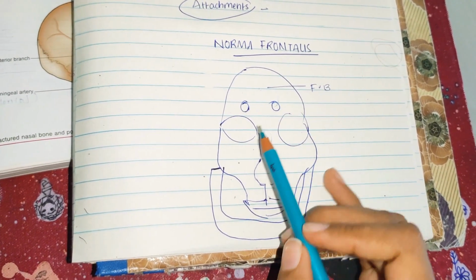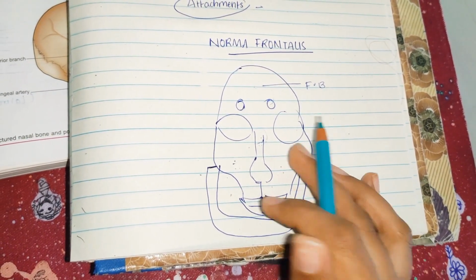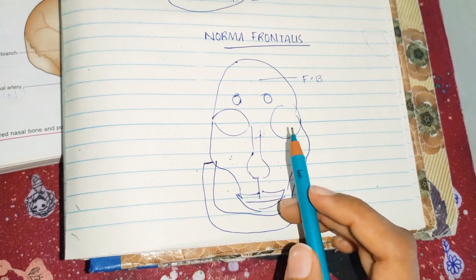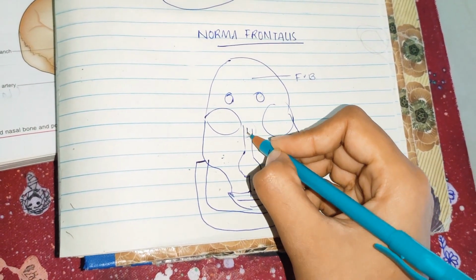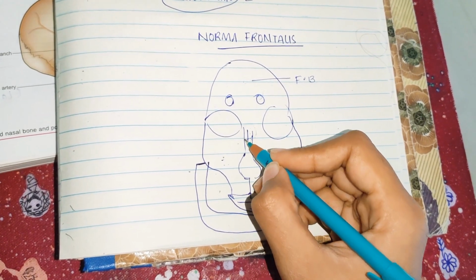So now coming to maxilla. This is the maxilla, it is having right and left maxilla forming the upper jaw. Coming to the right and left nasal bones. Actually nasal bones are two, right and left nasal bones, which are forming the bridge of the nose.